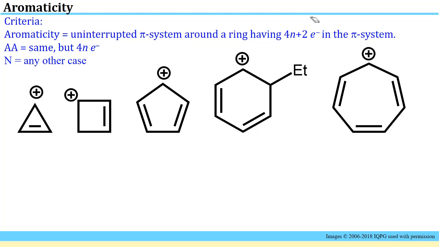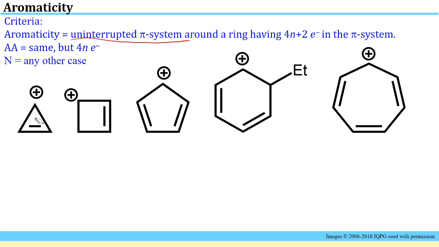One easy check to see whether your compound has an uninterrupted pi system around the whole ring would be to attempt to draw resonance structures. If you can draw resonance contributors wherein every atom in the ring in one of the resonance contributors has a pi bond going to it, then you've identified an uninterrupted pi system around the entire ring.